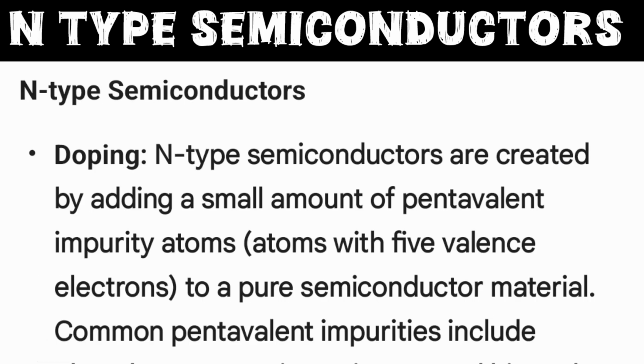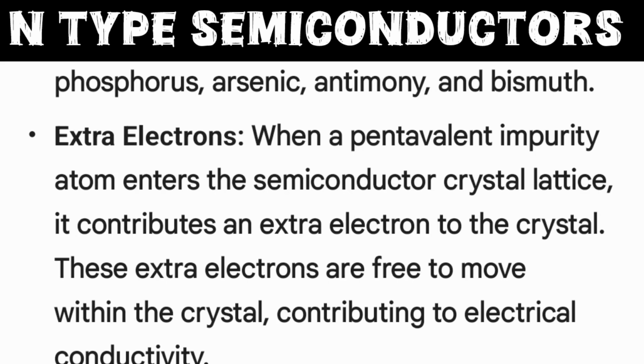N-type semiconductors. Doping. N-type semiconductors are created by adding a small amount of pentavalent impurity atoms, atoms with 5 valence electrons, to a pure semiconductor material. Common pentavalent impurities include phosphorus, arsenic, antimony, and bismuth.